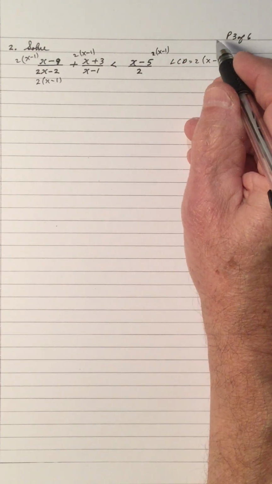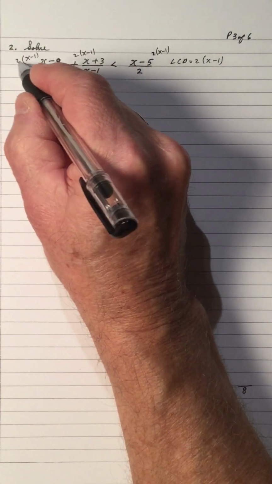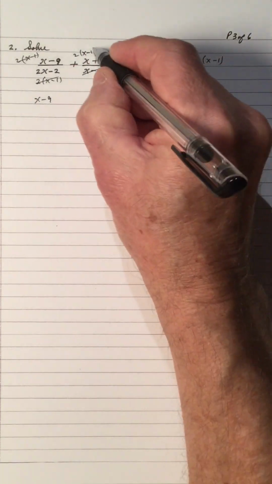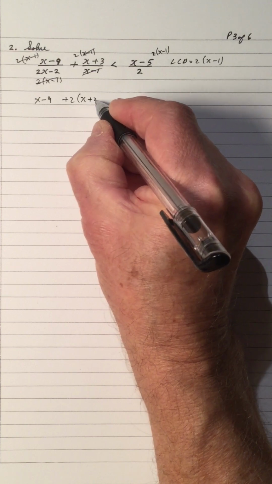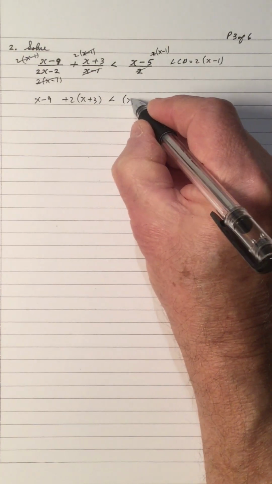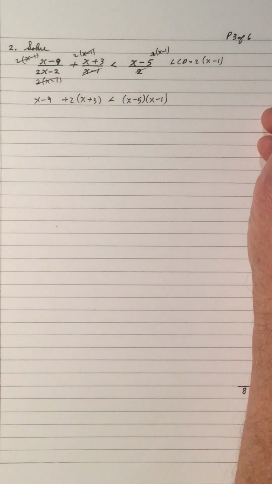What happens when you do that, you cancel your denominator. So this denominator cancels here, and I get an x minus 9. This denominator cancels here, and I get 2 times x plus 3. Less than, the 2 cancels, and I get an x minus 5 times x minus 1.